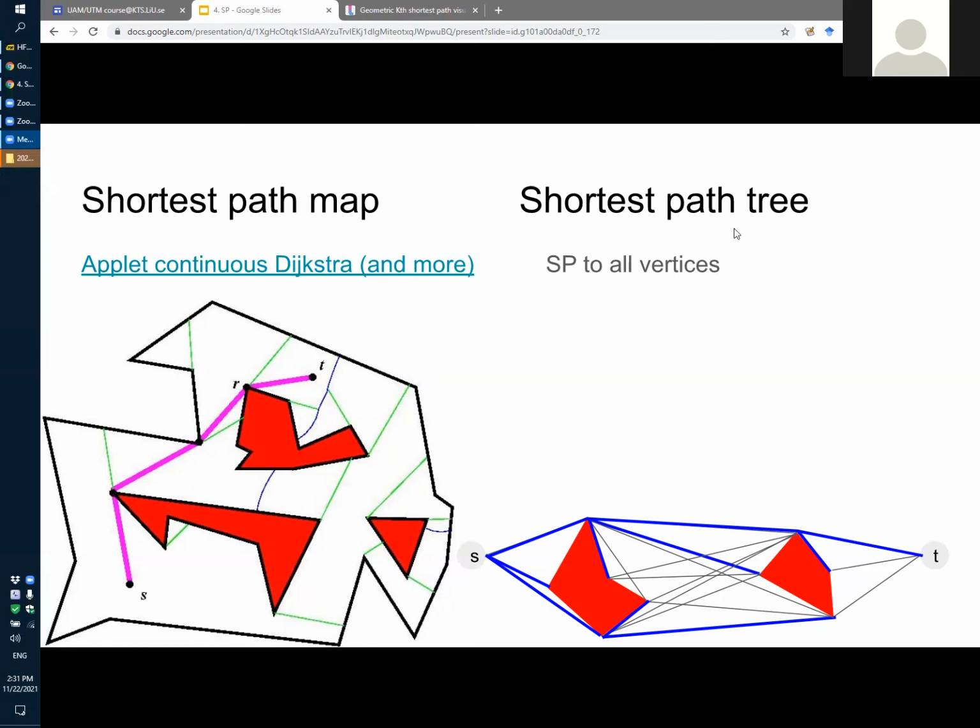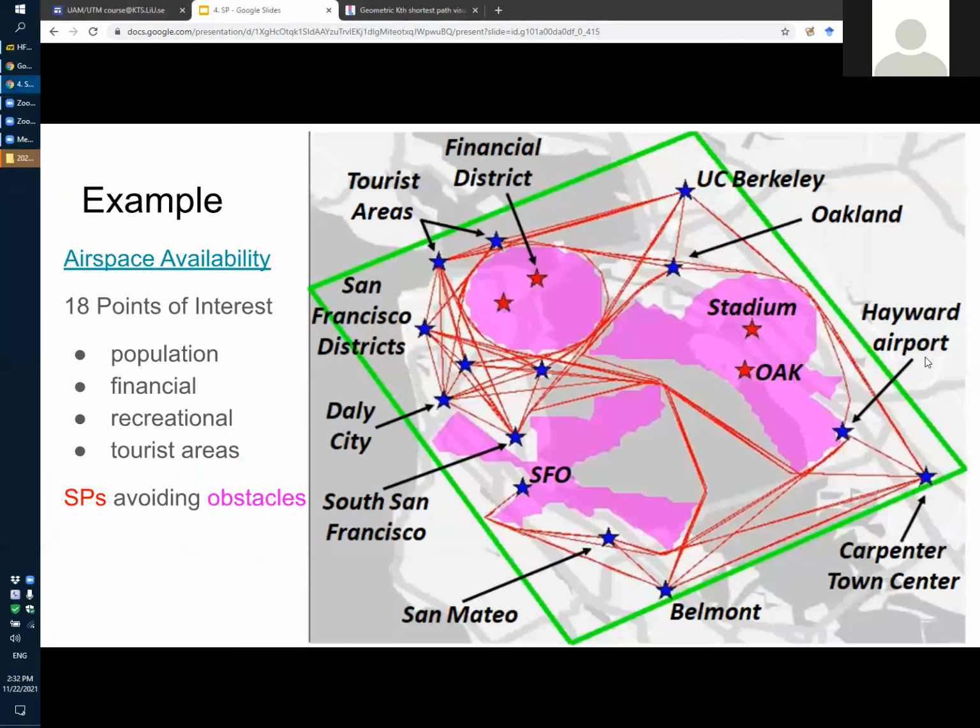Again, you may remember that the Dijkstra algorithm doesn't give you just the shortest path from start point to end point. It gives you shortest paths to all possible vertices of the graph. And in particular, of course, in the visibility graph here, you can have the shortest path tree to all the vertices. And in some sense, the shortest path map is the extension of the shortest path tree, because it gives you, again, shortest paths from a fixed source to all points in the domain. Okay, so these are two quite important notions when it comes to geometric shortest path.